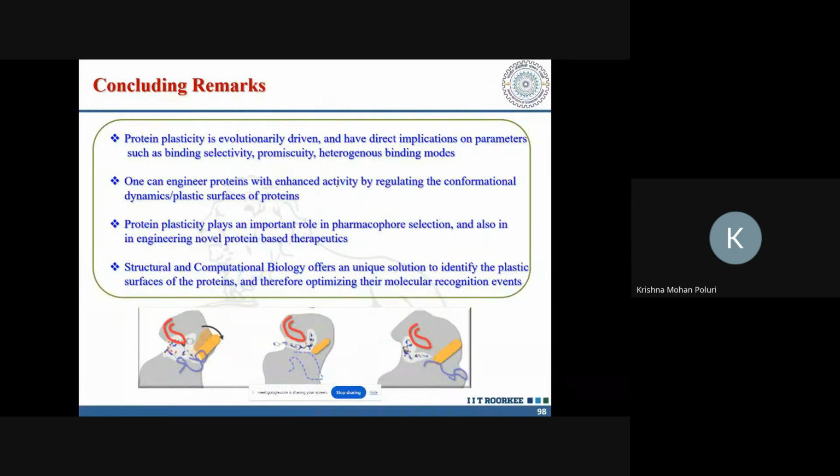So we can use these conformational dynamics to engineer the proteins, and such structural and computational biology offers these proteins for their recognition, ligand inhibition, recognition events, so that we can generate next generation therapeutics, and we can also understand the molecular mechanisms of these many pathological and physiological functions.